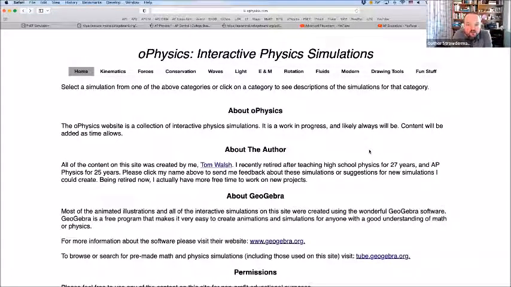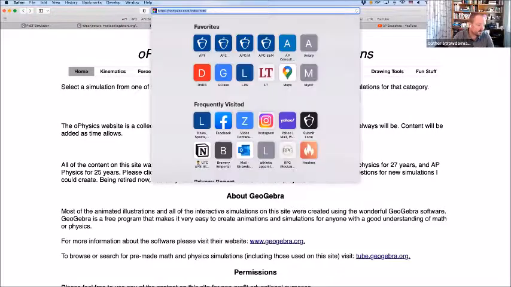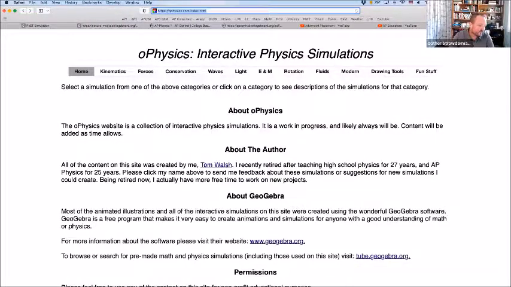There are two other simulation sites besides PhET that I go back to again and again. One of them is this one right here. It's called O-Physics. O-Physics has lots of great simulations for physics, as well as another one called Physics Aviary. We'll look at some Physics Aviary simulations as well. But this one here is one that we're going to utilize next.